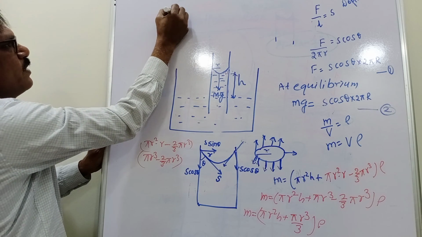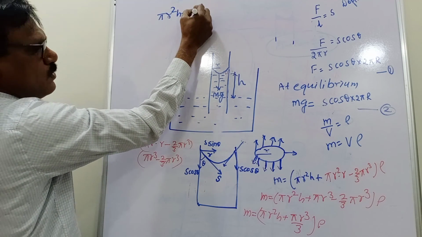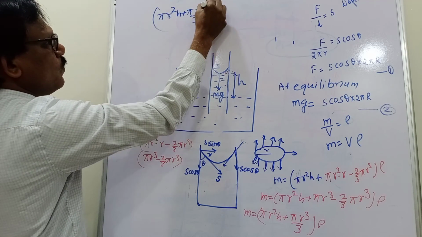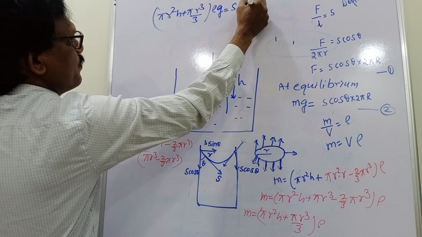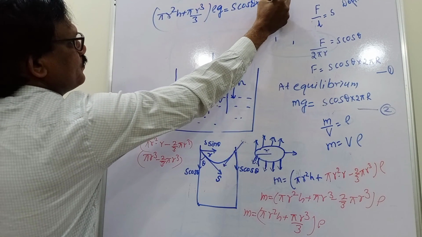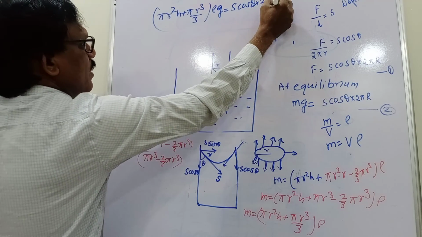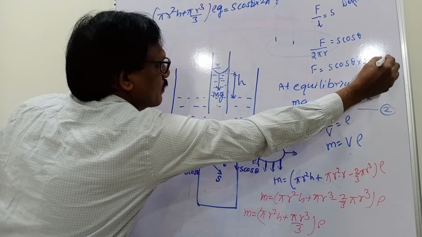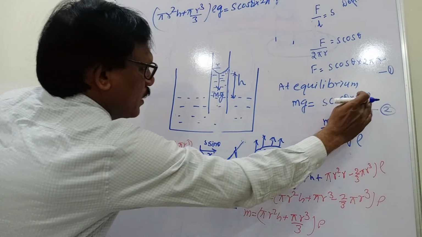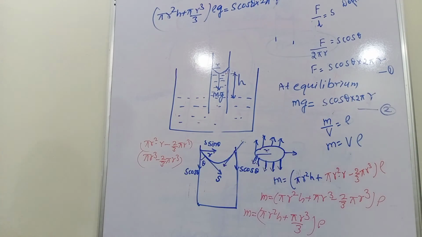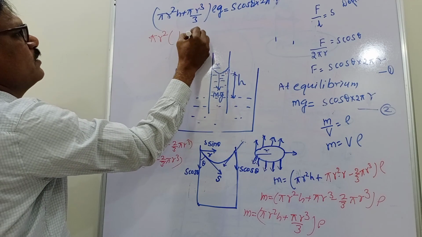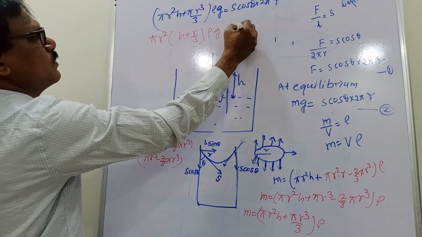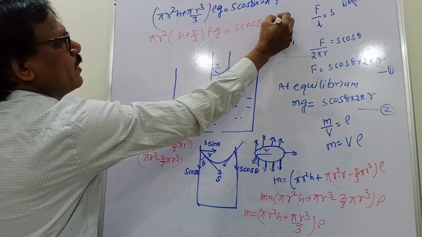pi r square h plus pi r cube upon 3 into rho into g, it is equal to s cos theta into 2 pi r. 2 pi r मतलब वो सारा r same r, all the r's are of radius small r. Then you can take common here pi r square. So when we take pi r square common here, h plus r by 3 rho g, it is equal to s cos theta into 2 pi r.